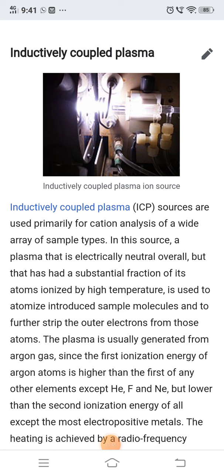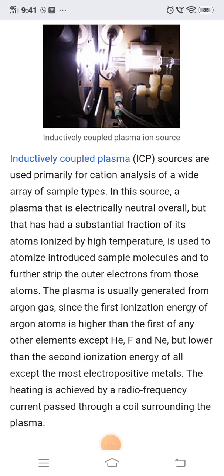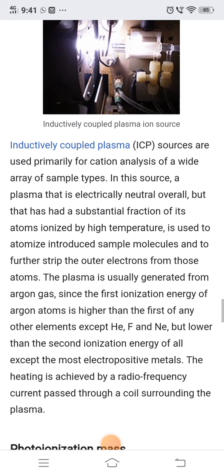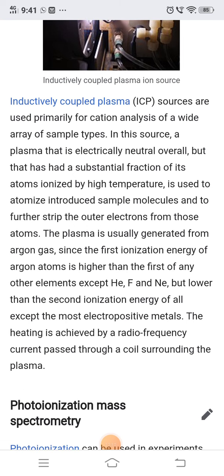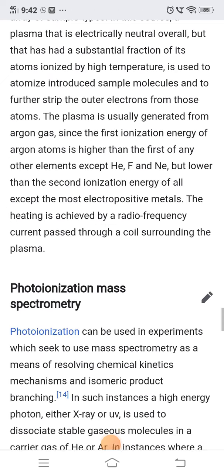The plasma is usually generated from argon gas, since the first ionization energy of argon atoms is higher than that of any other element except helium, fluorine and neon, but lower than the second ionization energy of all except the most electropositive metals. The heating is achieved by a radio frequency current passed through the coil surrounding the plasma.